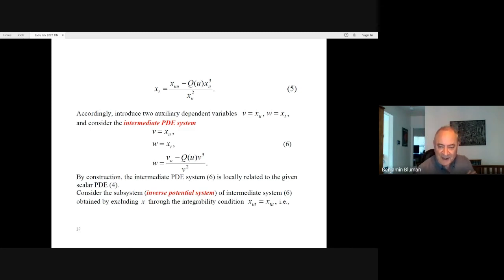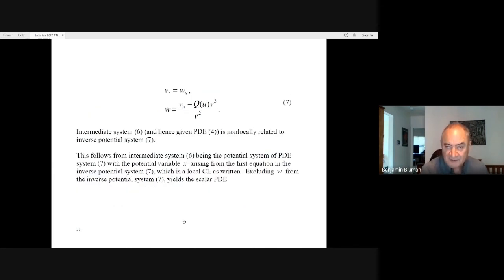Okay, but now what we're going to do is consider the subsystem, and I'll use the word inverse potential system, of the intermediate system obtained by excluding X to the integrability conditions. X_UT is X_TU, that is V_T is W_U, and W equals this expression. But notice this, this is the most critical thing here. The intermediate system, and hence the given PDE 4, is non-locally related to the inverse potential system because we got that intermediate system from the conservation law that V_T is W_U.